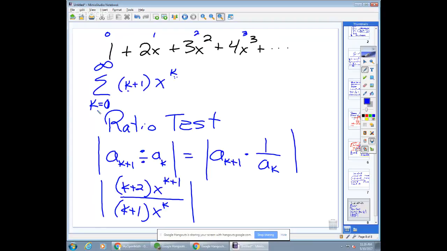It's never negative. So I can kind of pull that out of the absolute value. So I have k plus 1 over k plus 2. No, reverse that. And then what happens with x to the k plus 1 divided by x to the k? That's just x to the 1, and it's in the absolute value. So I am stuck with the absolute value of x because I haven't determined that x has to be positive. It could be anything. All right, and then I'm supposed to take the limit of this for the ratio test.